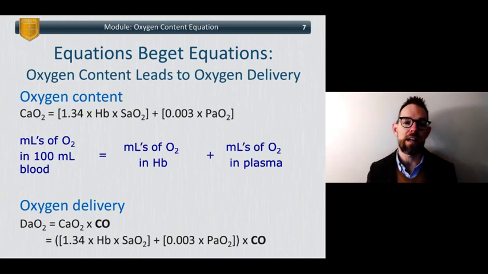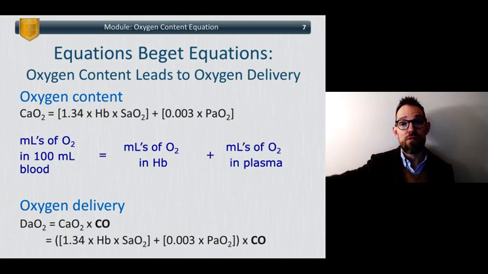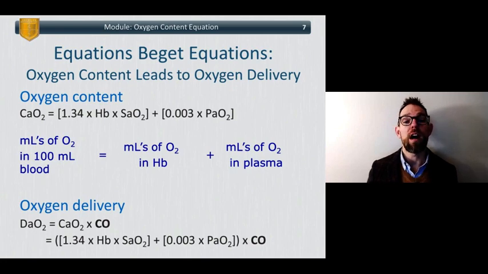So we know what oxygen content is. The delivery of oxygen is the oxygen content, CaO2, times what's driving the train forward, cardiac output. So oxygen delivery is 1.34 times hemoglobin times SaO2 plus 0.003 times PaO2, which gives you the arterial content of oxygen. And then to deliver it, the train has to go somewhere. What drives the train? It's cardiac output. So you multiply that times cardiac output, and that will give you the delivery of oxygen.